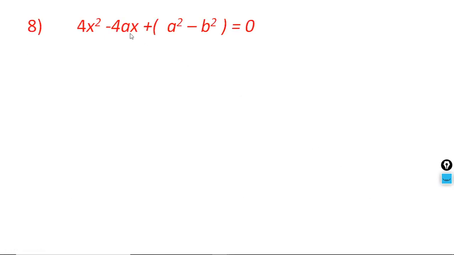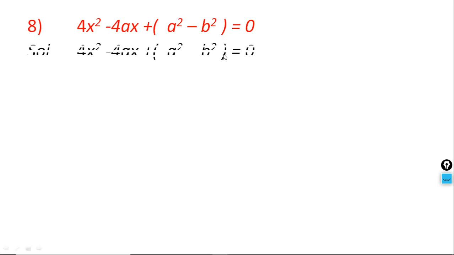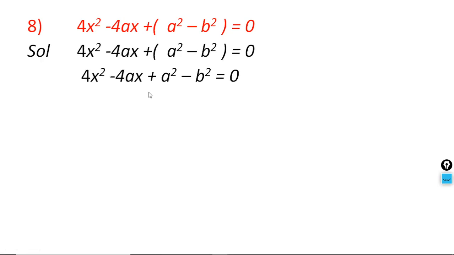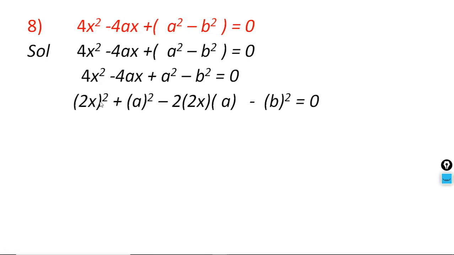This is another problem, which is given as 4x square minus 4ax plus a square minus b square is equal to 0. Now students, in this case, we have to simplify this. If you see the first three terms here, we are going to use the identity a minus b whole square in the first three terms. So we can express this 4x square as 2x square plus a square minus 2 times ab, minus b square is equal to 0. By simplifying the first expression, it will be the formula for a minus b whole square, which is 2x minus a whole square minus b square is 0.